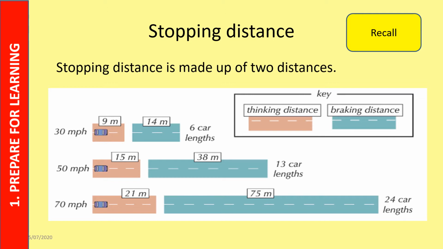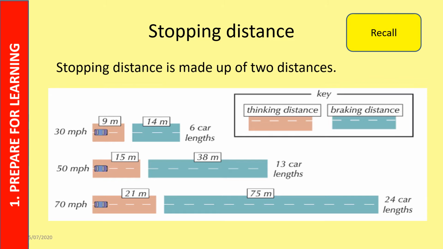I want to look at the thinking distance and the braking distance separately. So first of all, let's have a look at the thinking distance. Now you can see that as your speed increases, your thinking distance increases, but it doesn't increase by a great deal. This is because your reaction time is about the same whether you're traveling at 30 miles an hour, 50 miles an hour, or 70 miles an hour. So let's say it takes you about half a second to react. As your speed increases, the distance the car covers while you're reacting will increase by a small amount.